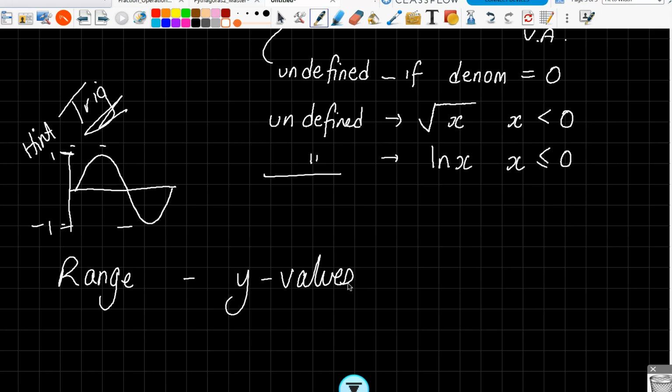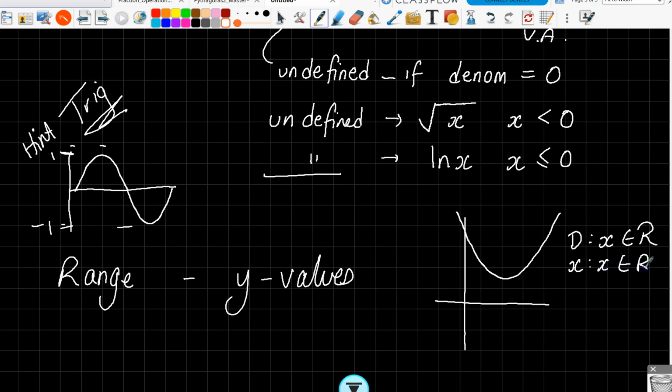Probably the one that gets students the most is when you have a quadratic. If you have a quadratic like this, your domain could be anything. Would you agree? And how do we write that? We say domain, x can be anything, any real number. Some people don't write the d. They could just write x is in the real numbers. How do you get your range? So if I said this was 2, 5, what would your range be? Yeah, y is greater than or equal to 5.